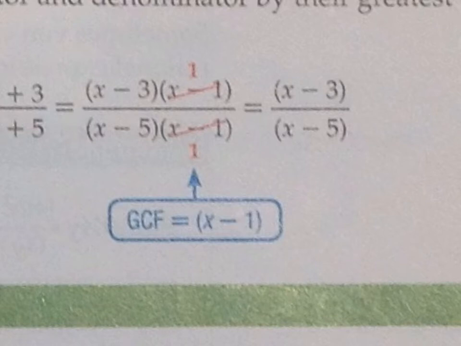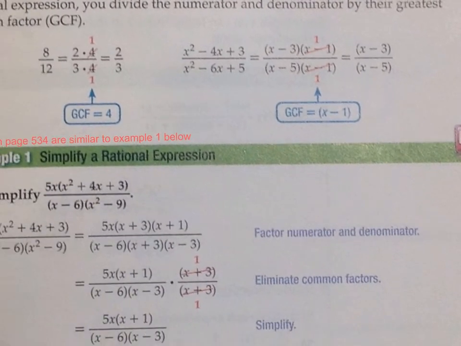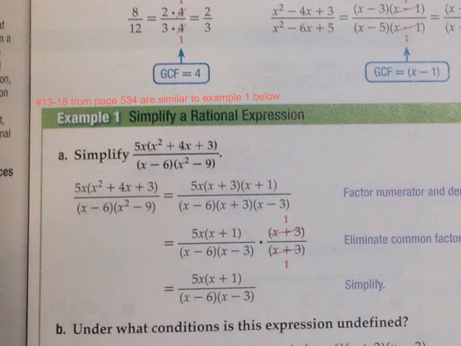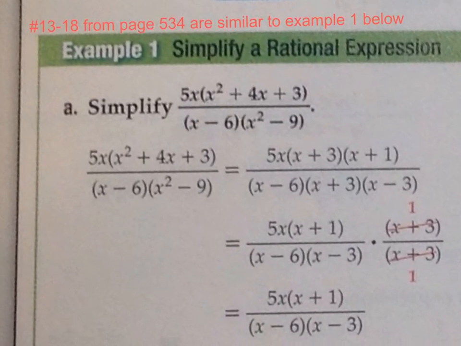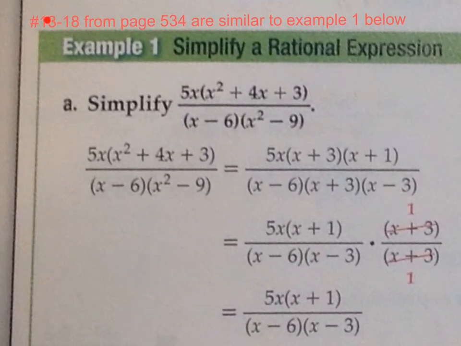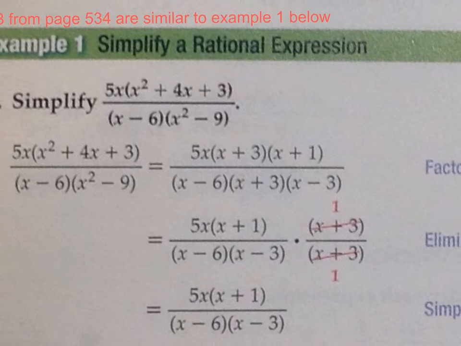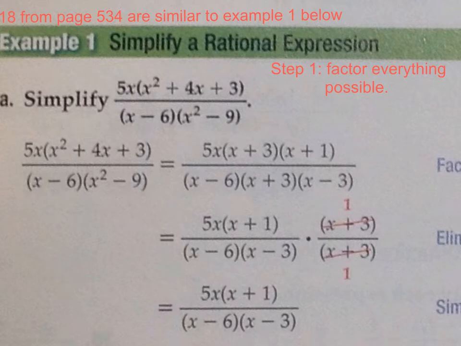Okay, so I guess jumping to something more fun, like example number 1 right here in the book. And by the way, numbers 13 through 18, which is going to be part of your homework on page 534, are similar to this example number 1 below. So please pay attention. When you're trying to simplify rational expressions, the first step would be to factor everything possible. Okay, that's step 1. Always try to factor.